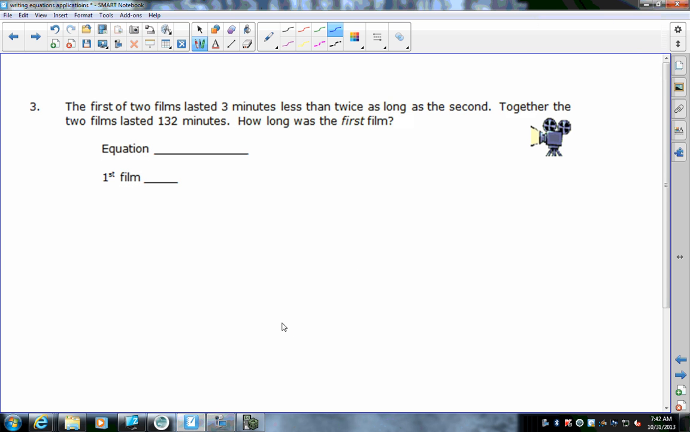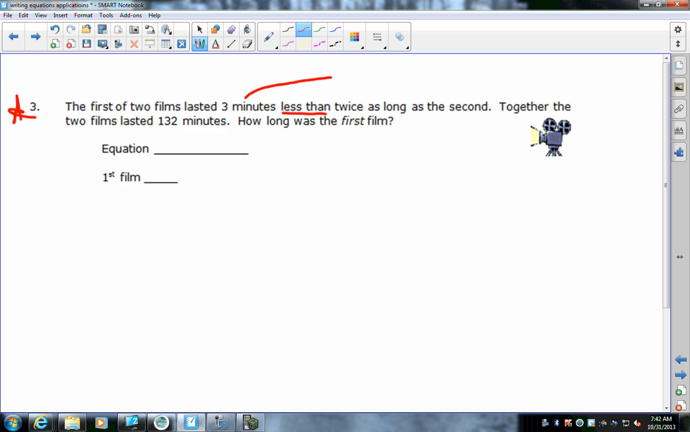The first of 2 films lasted 3 minutes less than twice as long as the second. Guys, right now, underline "less than" right there and put a star. I can't stress to you how important that is. It says 3 minutes less than twice as long as the second.